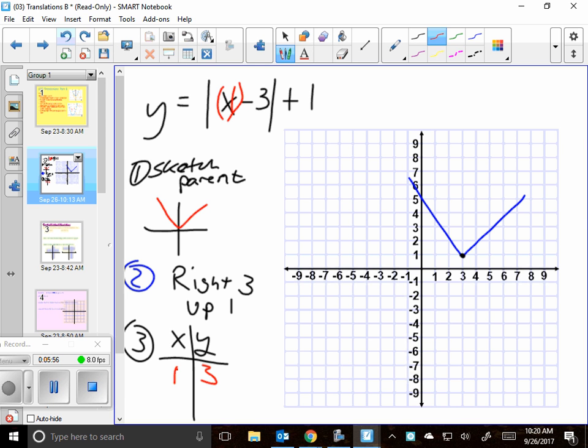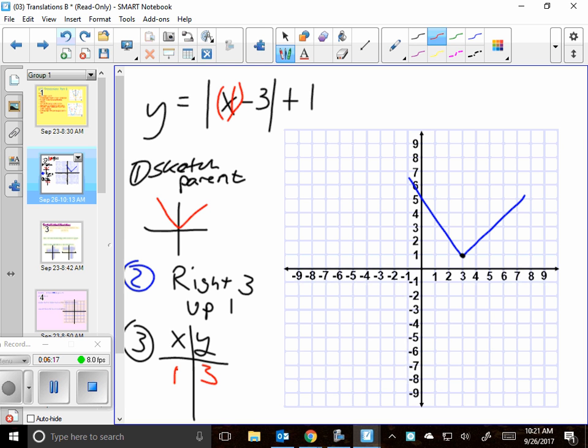Why is it the top 20? Why do I care that you can use an XY chart? Because it can allow you to graph anything. I could give you the weirdest function. You could have no idea what this function looks like, and yet with an XY chart, you could figure out what it should look like.